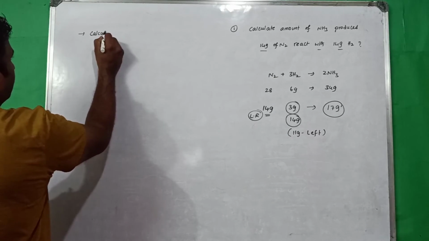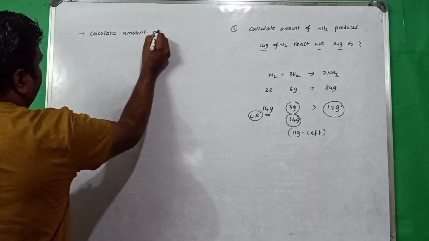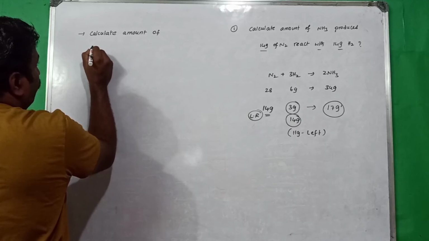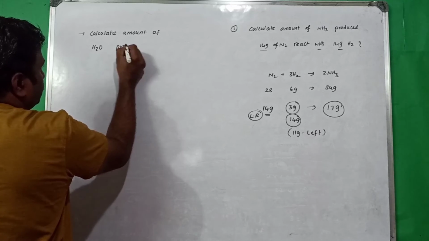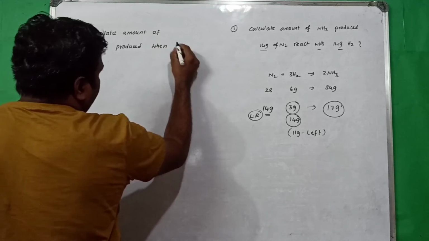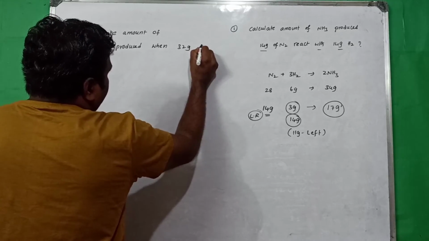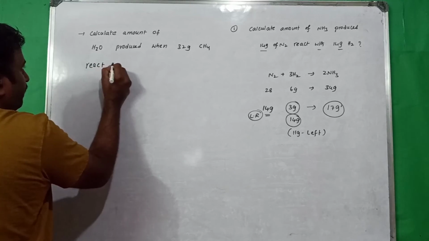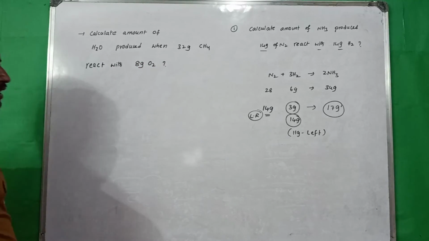Calculate the amount of water produced when 32 grams of CH4 react with 8 grams of O2.